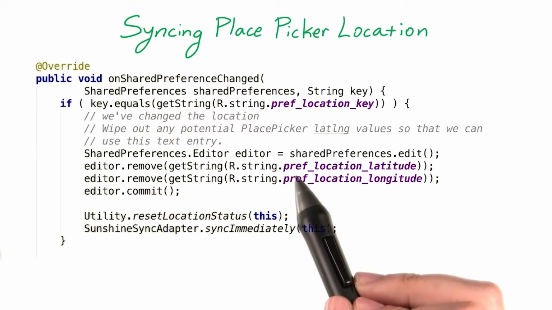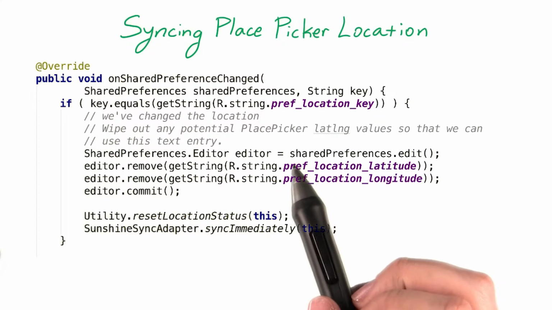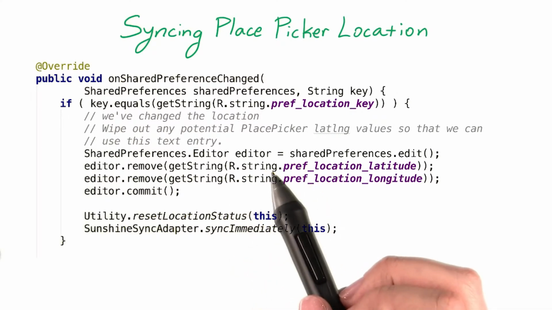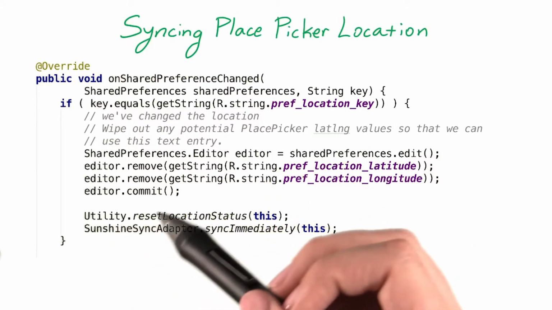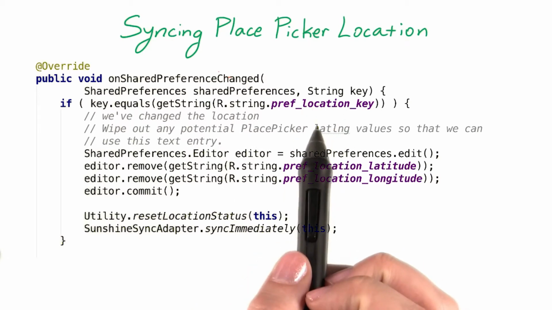However, since we are dependent on the existence of a latlong preference as a signal that we are using a place picker location, we need to wipe those preferences when the user enters a location string manually. So in Settings Activity, in onSharedPreferenceChanged, you'll need to do this whenever the location is updated.